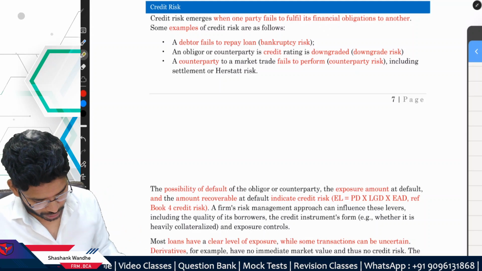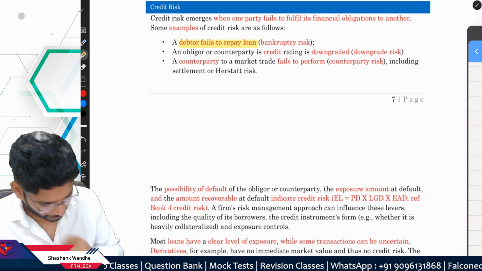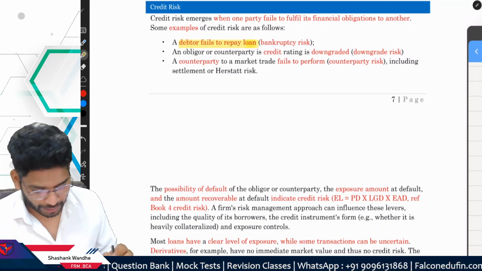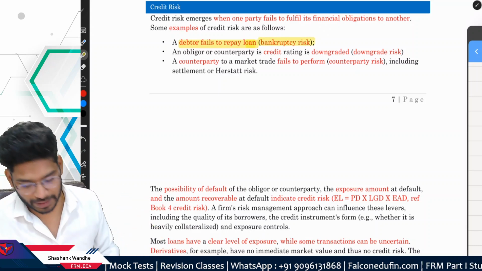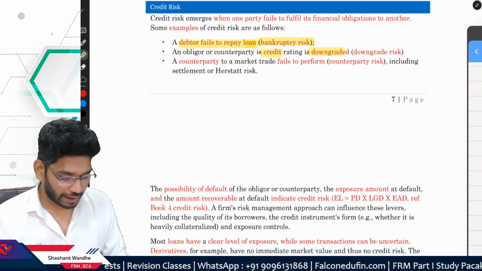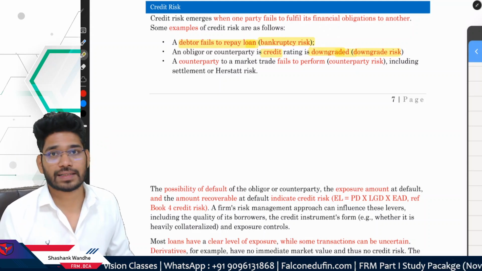So what are the sources of credit risk? First, the debtor fails to repay a loan. This is the bankruptcy risk. This relates to the lending business. Then credit downgrading. This is the downgrade risk.